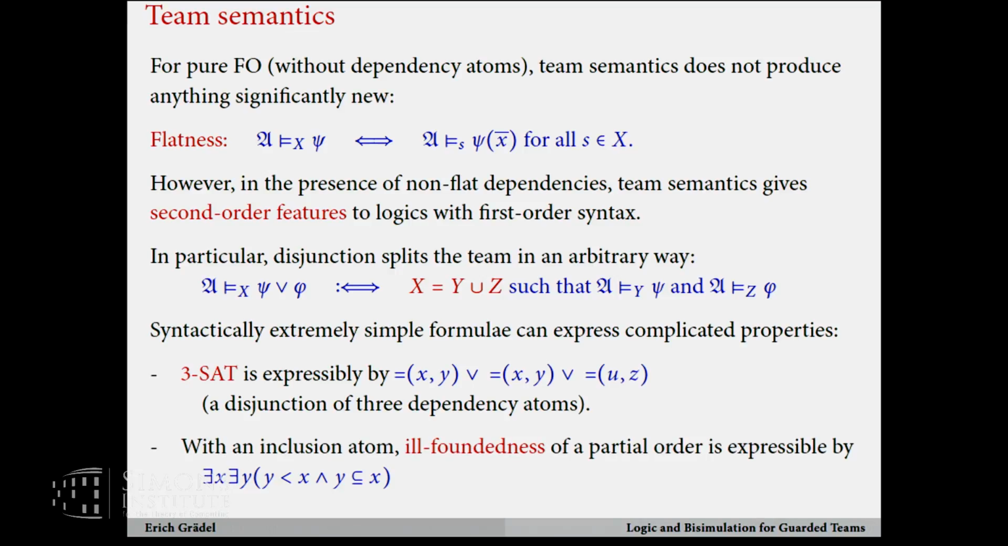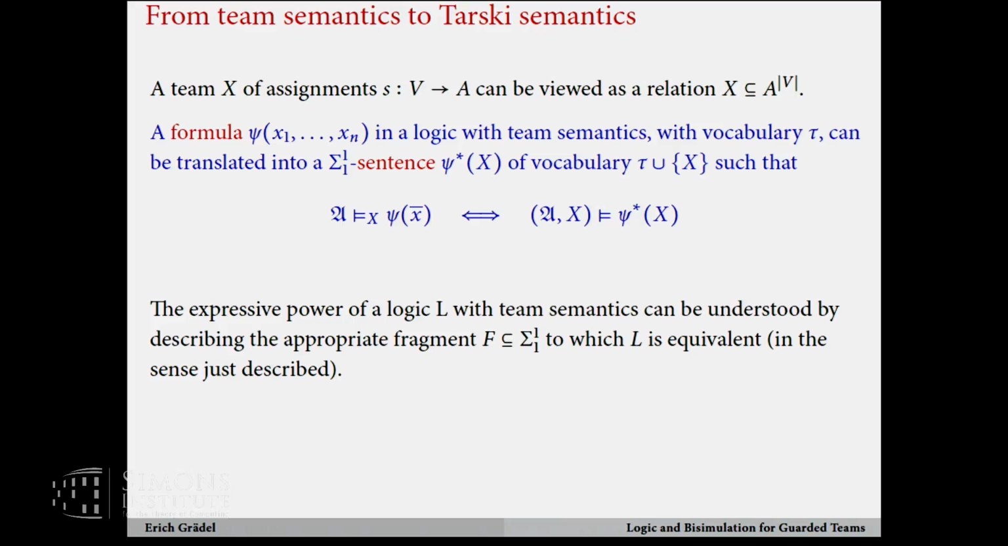And with an inclusion atom, you can express ill-foundedness, that is the existence of an infinite descending chain, by a very, very simple formula. So unexpected things appear. But to understand these unexpected things better, we can use a translation to Tarski semantics. A formula in a logic with team semantics can be translated into an existential second-order sentence that takes a team as an additional relation. A team can be represented by a table, that is, a relation. So a formula with team semantics is translated into a sentence in Tarski semantics, and this sentence will be in existential second-order logic.